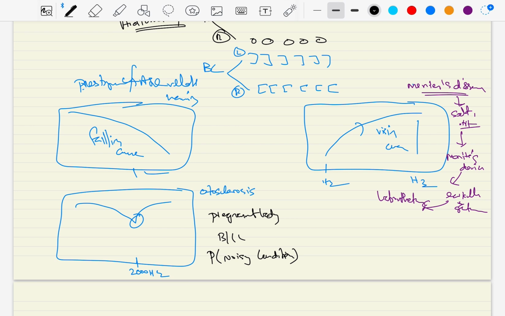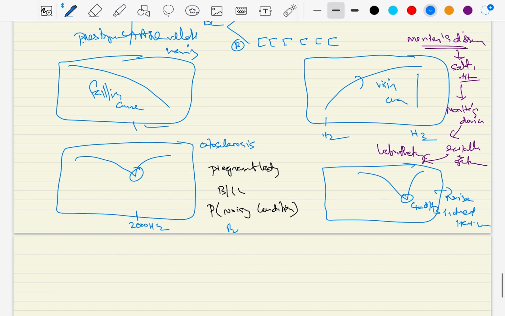Okay, then there is another curve where there will be a notch at 4000 hertz. This is known as noise induced hearing loss. Here the treatment you can do is stapedectomy or stapedotomy, okay.